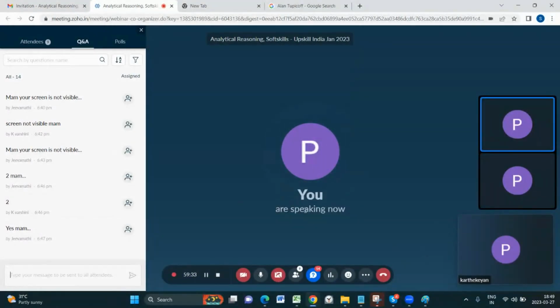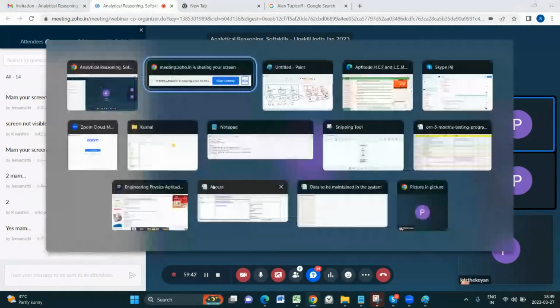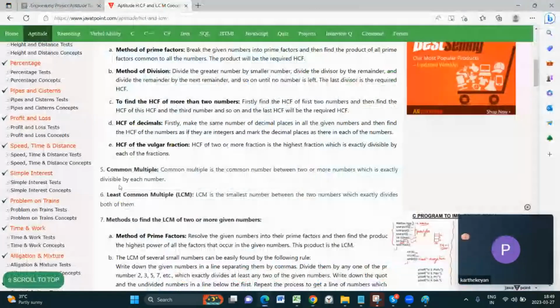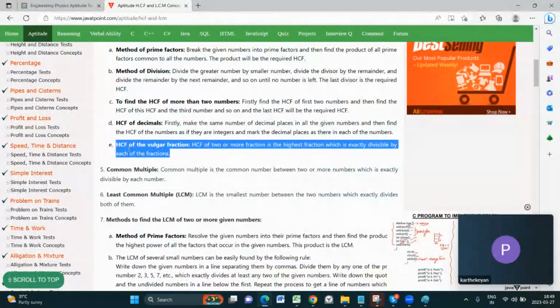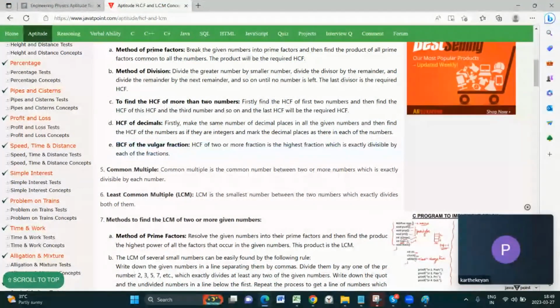Understood? Any doubts? Any doubts, children? Okay, very good. So this we will leave because you may not have such fractions.